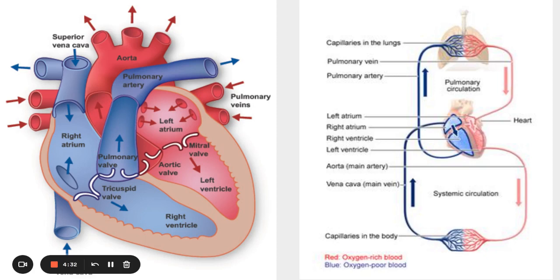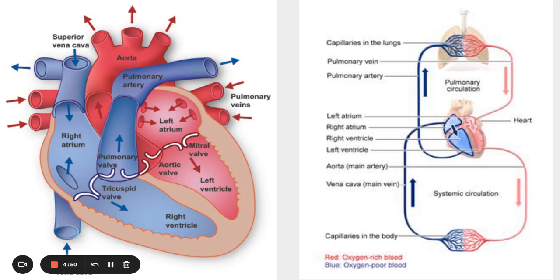Now, if there's major issues with these valves, that can be dangerous for a person's health. They can do surgery. There's artificial valves. They can replace them. They can try to fix them if they're not working properly. Because it's important blood is going in the proper direction.